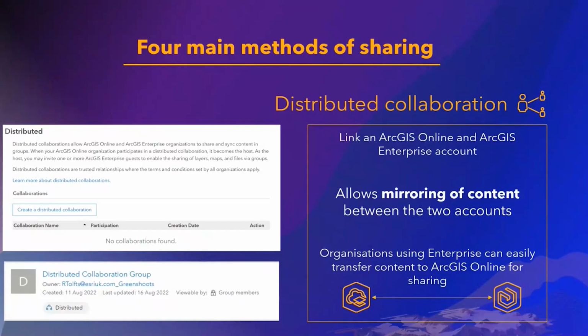In contrast to previous methods, distributed collaboration can involve both an online account and an enterprise account. It allows you to mirror content between organizations, establishing a trusted connection between the two. Whilst two versions of one dataset are technically created, one on the ArcGIS Online organization and one on the ArcGIS Enterprise organization, they can be set to sync and data will update at set intervals as it is edited in each of the organizations. Data is used and consumed like any other group shared content in each of the organizations, meaning it is easy to transfer content for sharing.